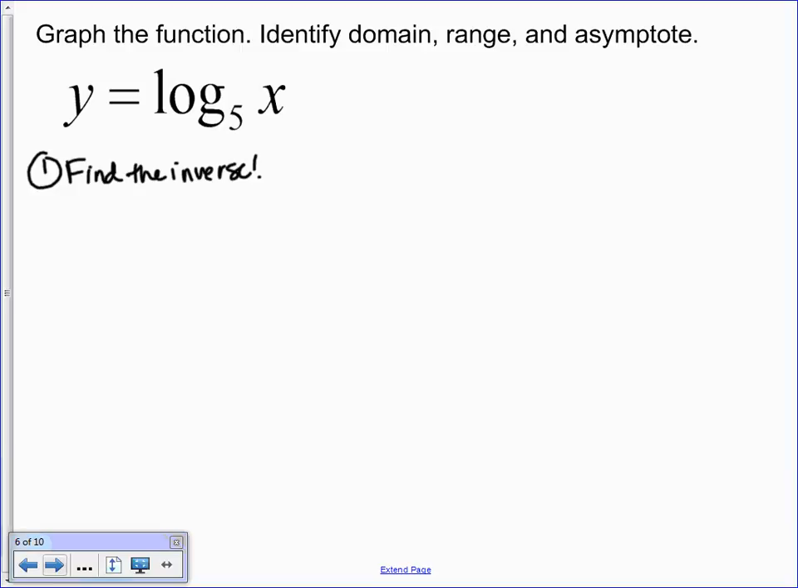So we're starting with a log function. Our inverse is going to be exponential. And we know how to make tables for exponential functions. That's easy for us to do. So we're going to find the inverse. To find the inverse, we're going to switch x and y. X equals log base 5 of y. You have to solve for y, but y is trapped inside the log, so now you're going to rewrite it. So you're going to say 5 to the x equals y. Questions on what I've done so far?